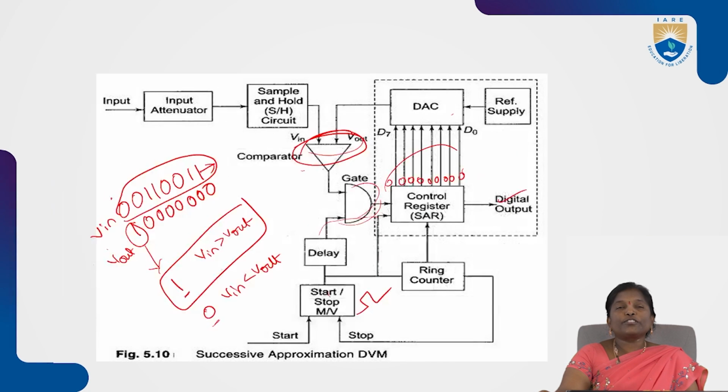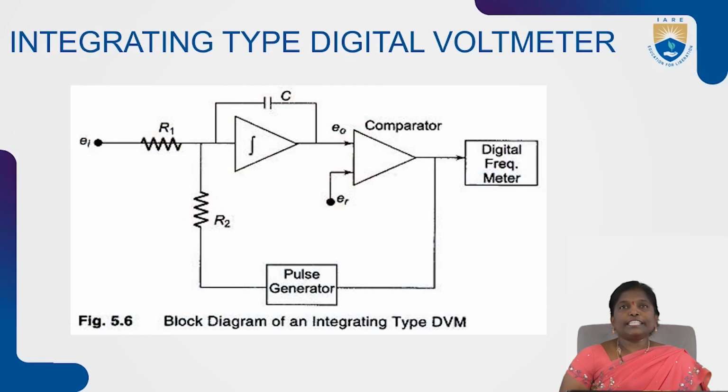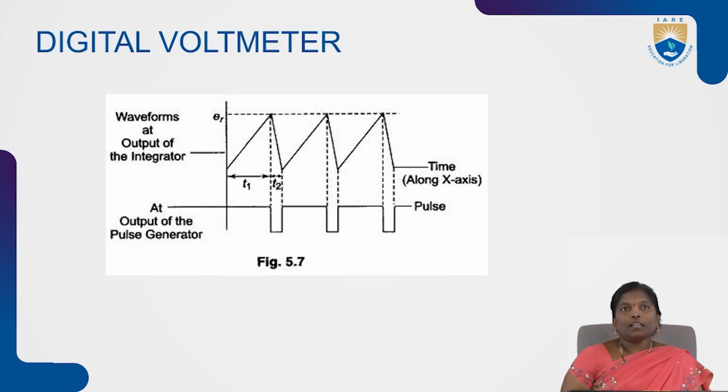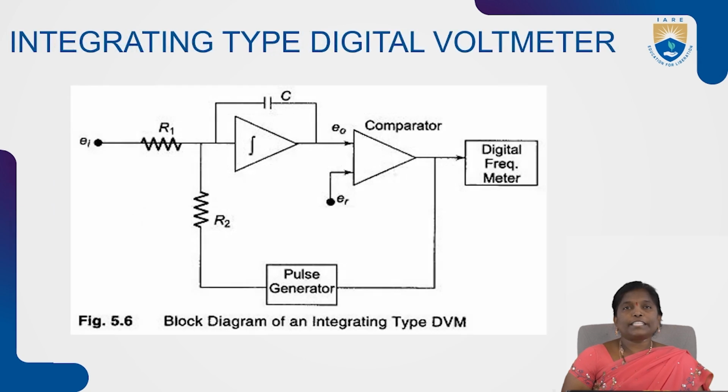With this successive approximation type of DVM, we get the accurate digital output in the output section. These are the different types of digital voltmeters we have, and these digital voltmeters are helpful to measure the voltages and to convert time, frequency to voltage. This is the first one, the integrating type of digital voltmeter. Here we are finding out the frequency. Finally, with the help of the integrator, we can measure the output frequency.